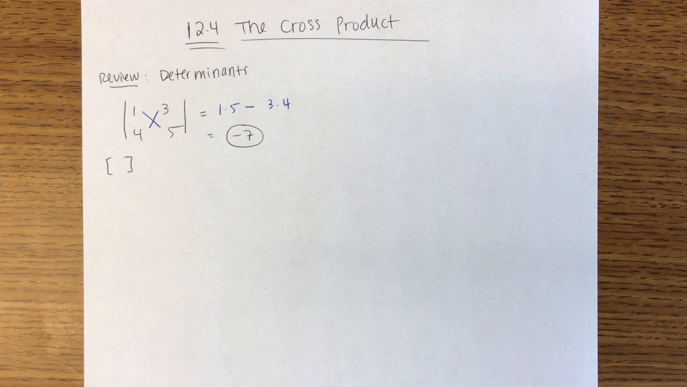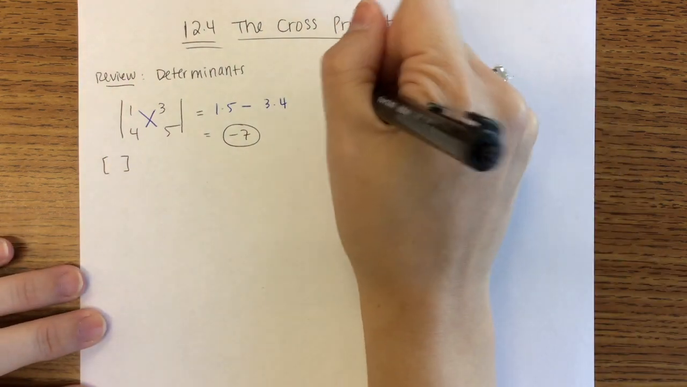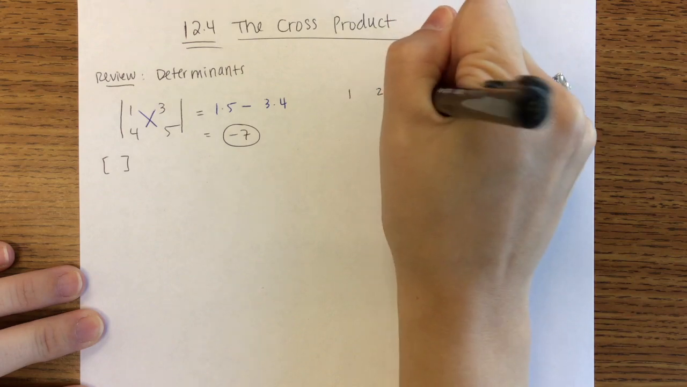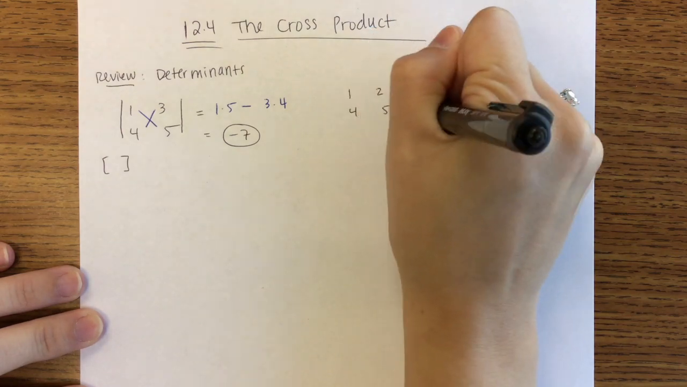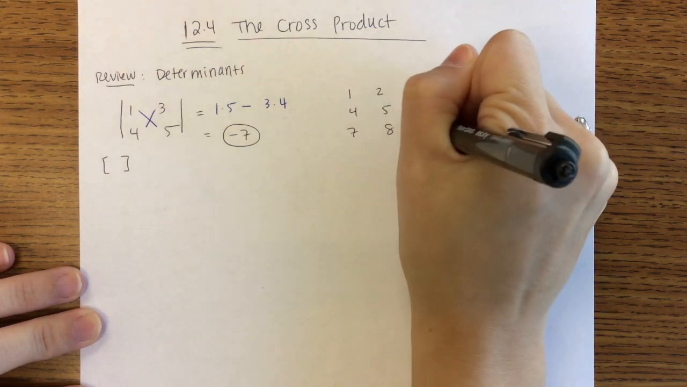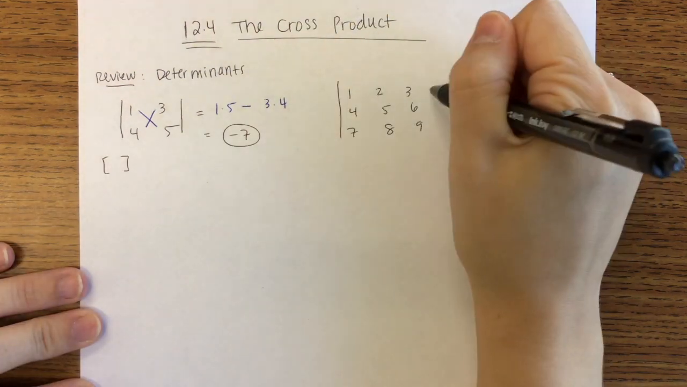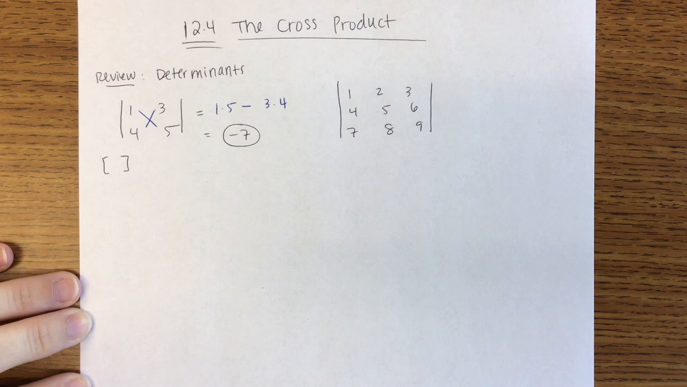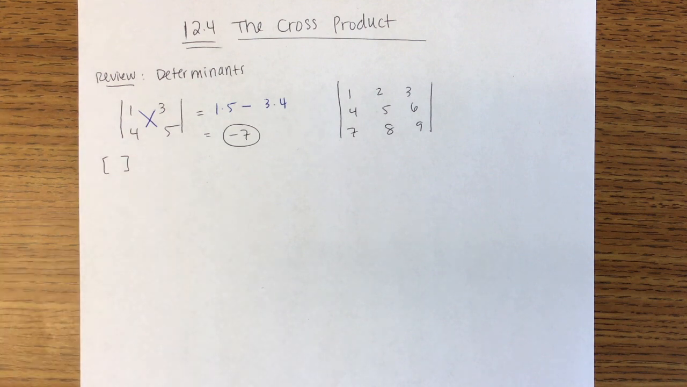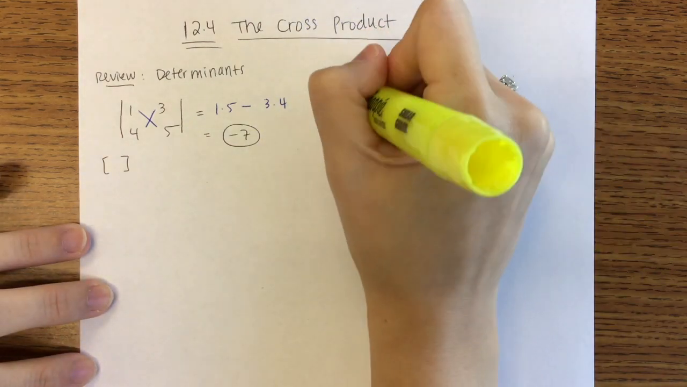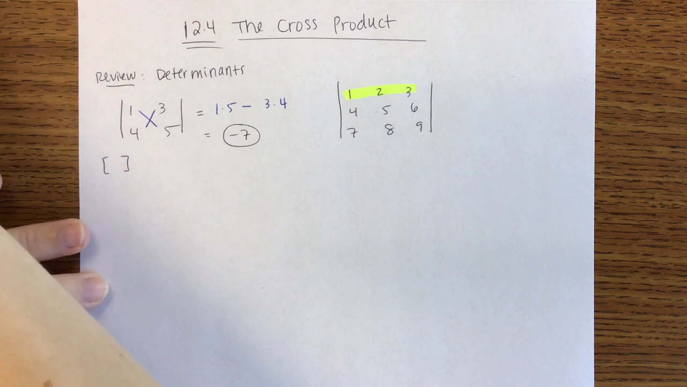3 by 3 matrix gets more complicated. So let's consider the 3 by 3 matrix 1, 2, 3, 4, 5, 6, 7, 8, 9. Again, I want you to calculate the determinant, so I'll put vertical bars. Okay, here's how this one works. You are going to start by choosing one row or column. In this case, I'm going to choose the first row.